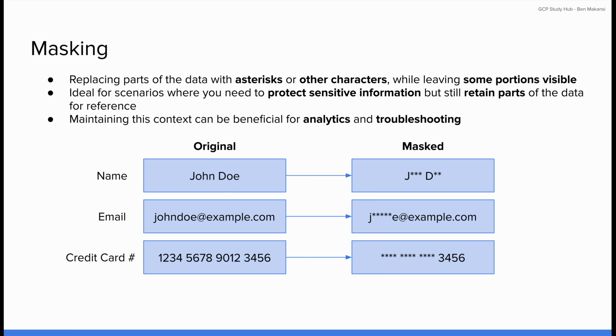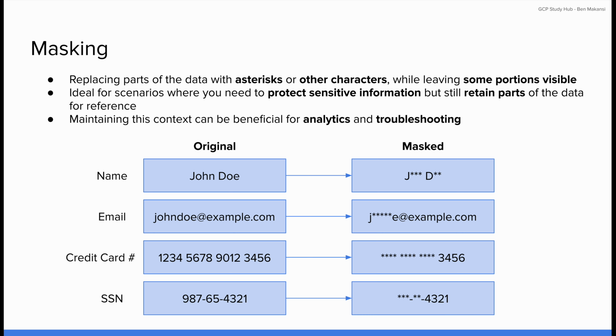Displaying the last 4 is a common practice as it helps to maintain security while allowing for some reference or confirmation. Finally, for social security numbers, we again only show the last 4 digits, and this partial masking protects the individual's identity while still retaining the last 4 digits for verification purposes, which many of you probably have experience using, the last 4 of your social security number. Overall, masking helps us to protect sensitive information while still allowing for analytics, troubleshooting, or verification where needed.